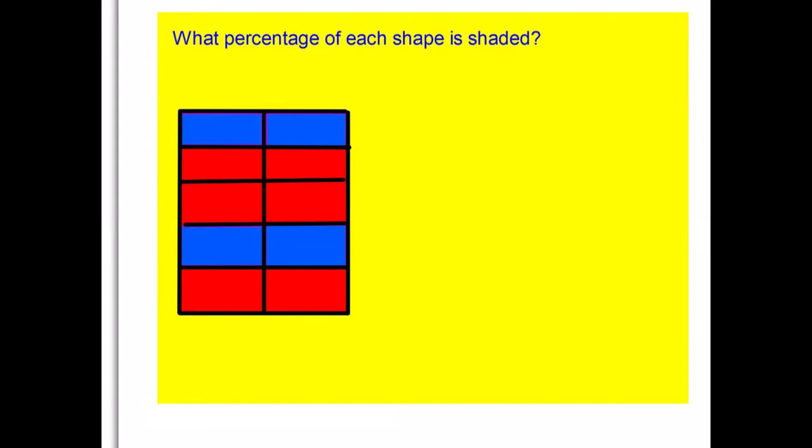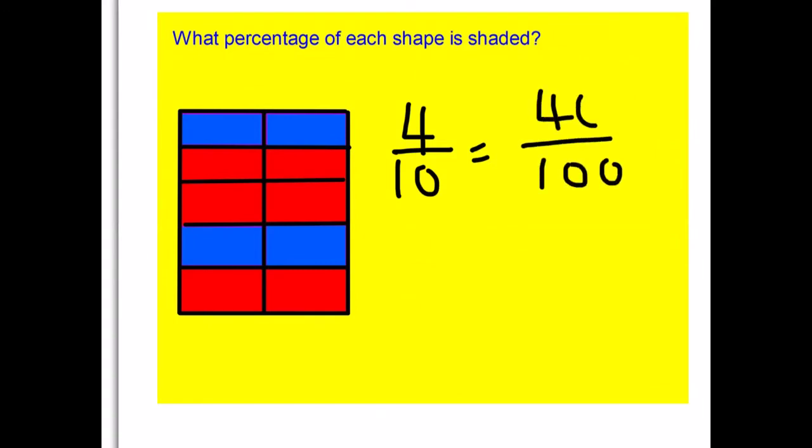My next shape, I can see that there are 4 of them are now blue. So there are 4 blue and there are 10 pieces altogether. Again, we turn it into 100ths first. Nice easy one. We've multiplied the bottom and the top both by 10, giving me 40% is blue.